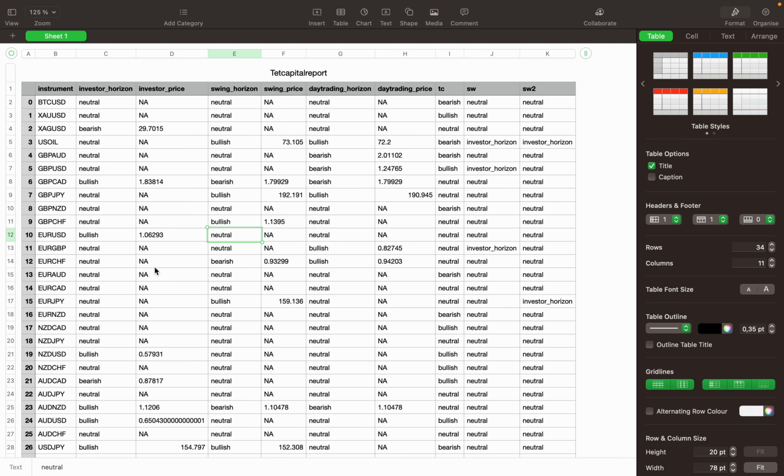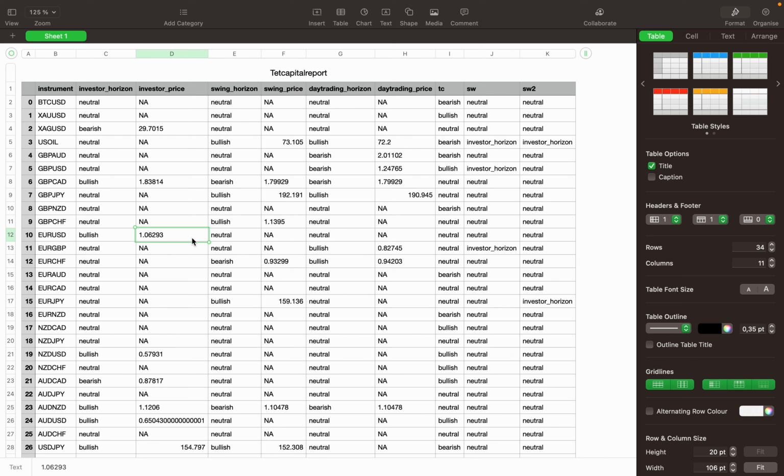As I look at the TET Capital report right now, I can see that USD is bullish from an investor horizon, it is neutral from a swing horizon, and it is neutral from a day trading horizon. We are targeting on the investor horizon the 1.06293 area, which is very interesting because right now we just went below the 1.03 area.